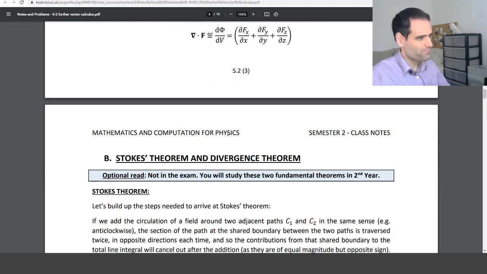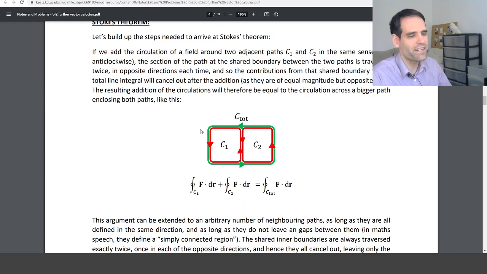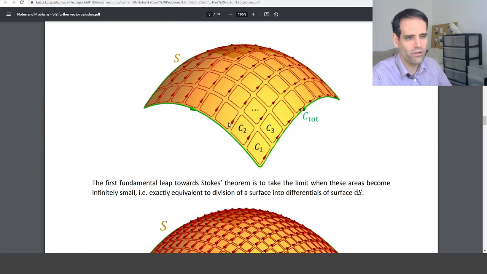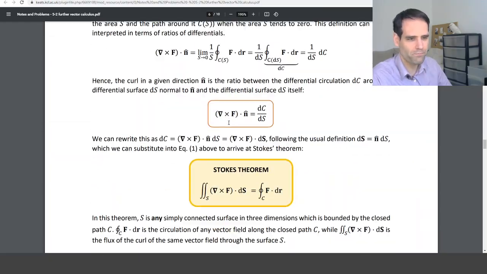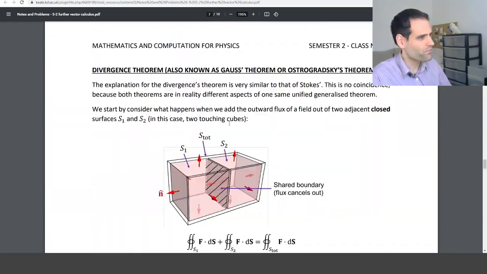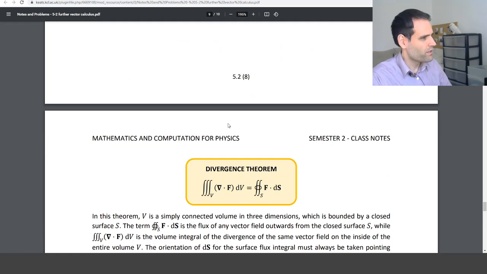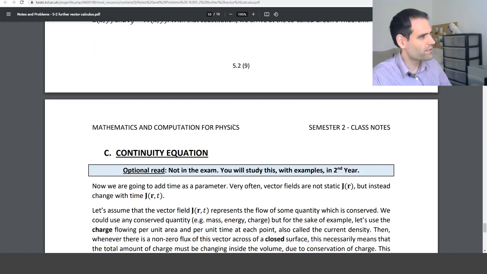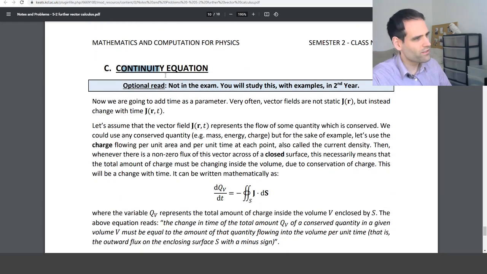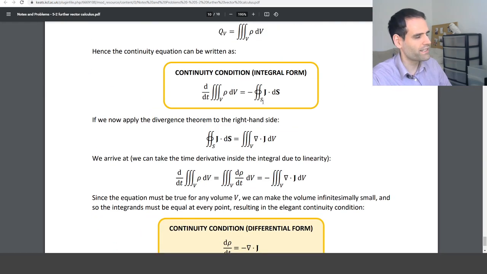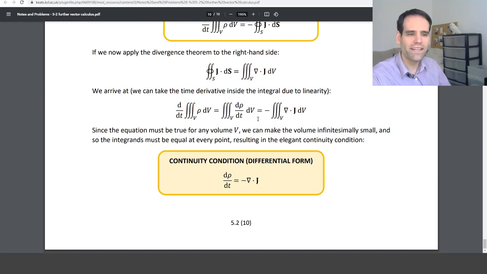Then section B is about Stokes' theorem and the divergence theorem. I have to say these are some of my favorite theorems in all of mathematics. They are really, really nice. And I'm going to go briefly over both of them in this video. Then at the end of the chapter there is a section on the continuity equation, which I won't cover in this video, but it's also very useful and interesting. And you will see all of this next year.